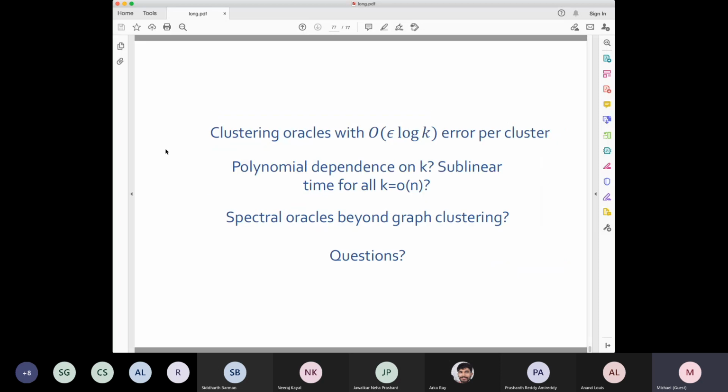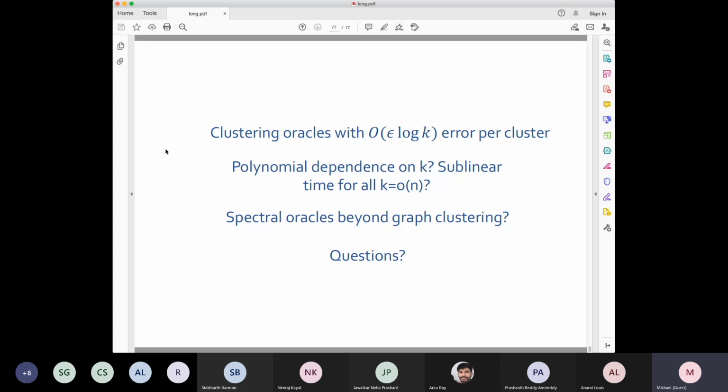All right, good. So this is what I have as a summary, as we showed how to design spectral clustering oracles with order epsilon log k error per cluster, and that this runs in n to the 1/2 plus order epsilon time, at least up to some lower order terms.